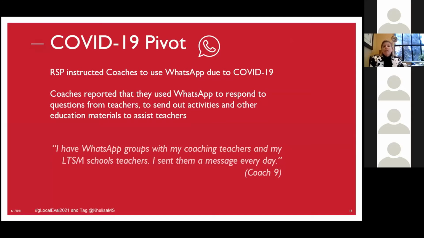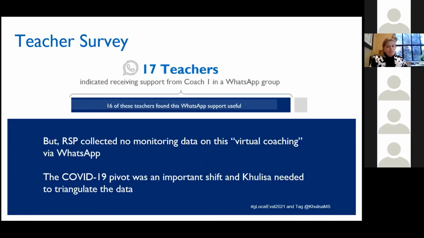So essentially, in South Africa, they closed down the schools in March. And they kept saying, oh, they'll open soon, they'll open soon. But at a certain point, the project instructed the coaches to shift from coaching face-to-face, which they couldn't do because of COVID, to using WhatsApp. So they instructed all the coaches, start WhatsApp groups, start coaching, and then coaches started reporting to us that they were using WhatsApp to respond to questions, to send out activities and other education materials. And so there's a quote there: "I have WhatsApp groups with my coaching teachers and this is the control schools teachers. I send them a message every day from Coach 9." So that's what happened in terms of the pivot.